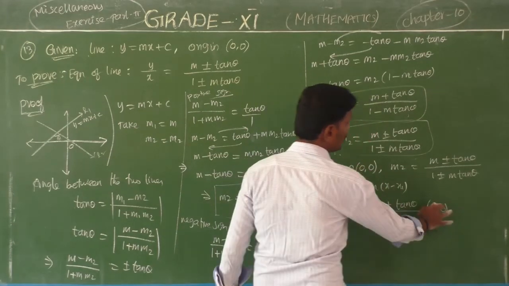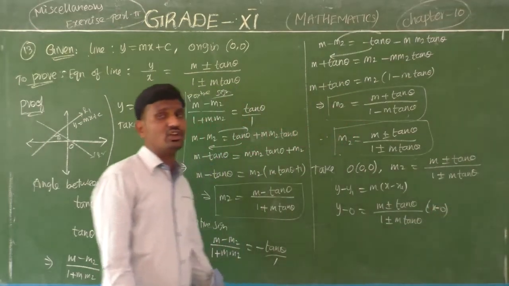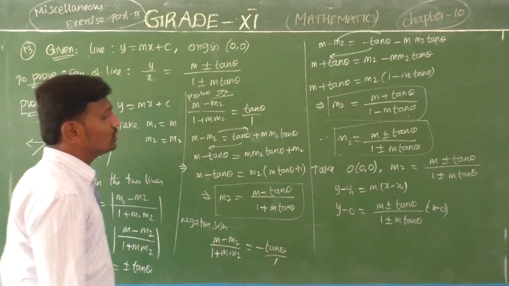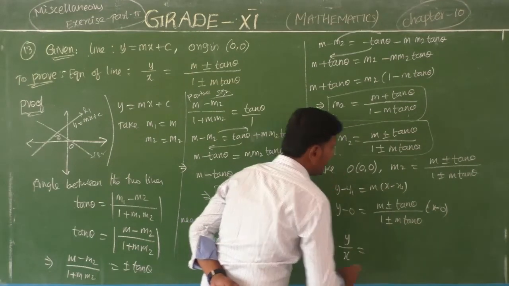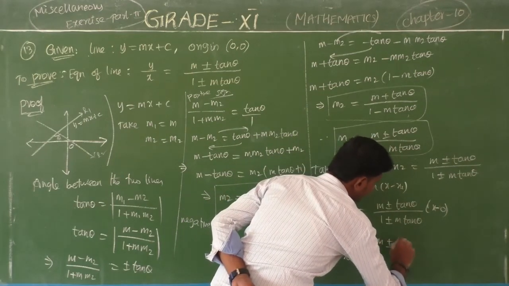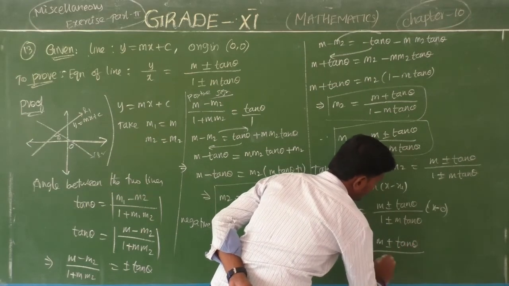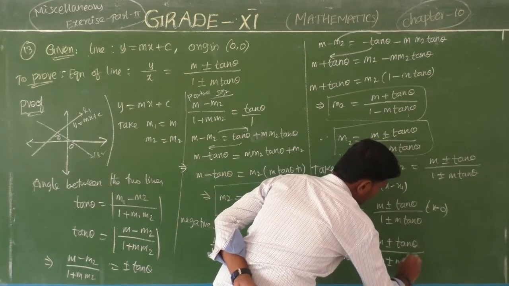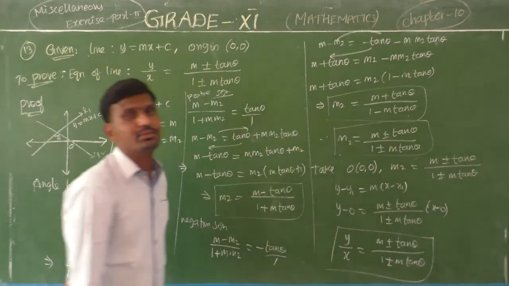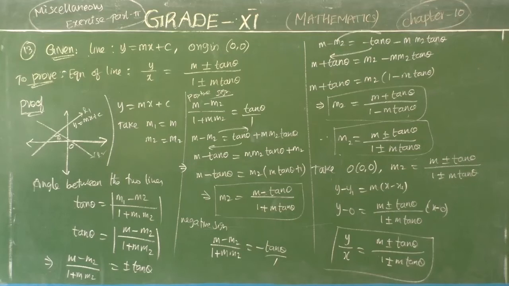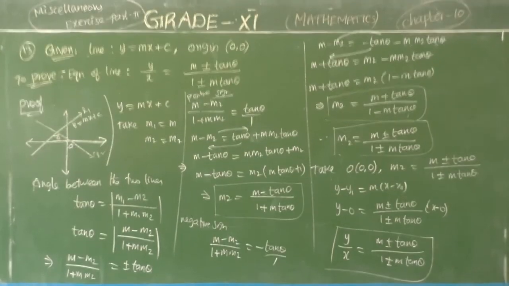So x minus 0 means only x is coming, and y minus 0 means only y is coming. So taking the denominator to that side, it will come y by x equals m plus or minus tan theta, the whole divided by 1 plus or minus m tan theta. So this is your proof. Okay, student? Yes. And the next question.